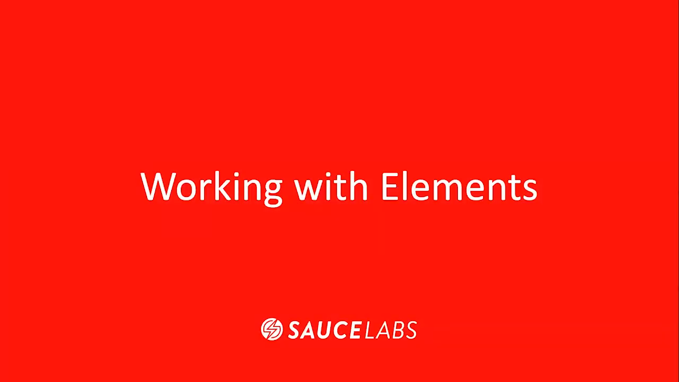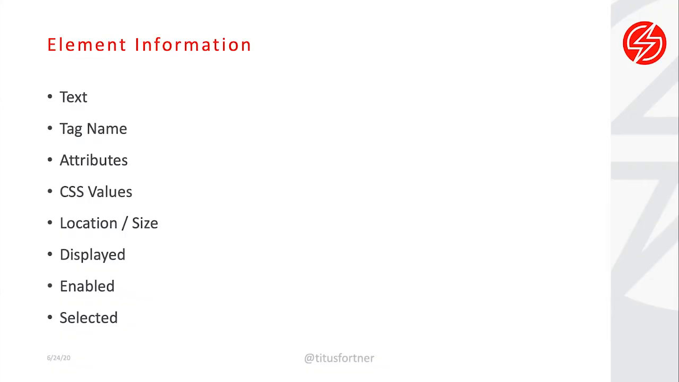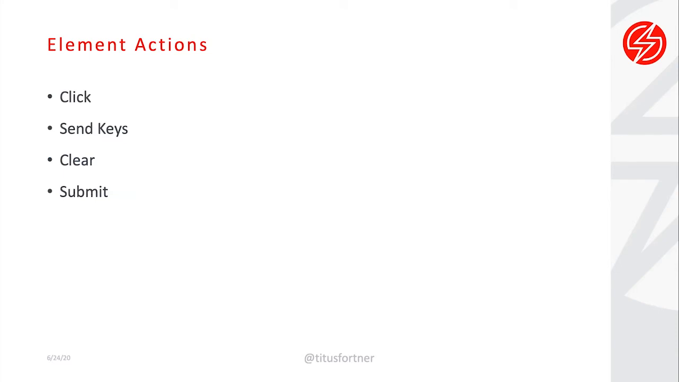All right, let us dig into working with elements. Essentially, there's a bunch of different information that you can get from elements. These are all the different things that are available. Some of them are Boolean, a true-false response, and some of them are size or dimension values, or just strings that represent the values for specific attribute keys. There are only a handful of actions that you can take on an element. You can click, you can send keys, or you can clear.